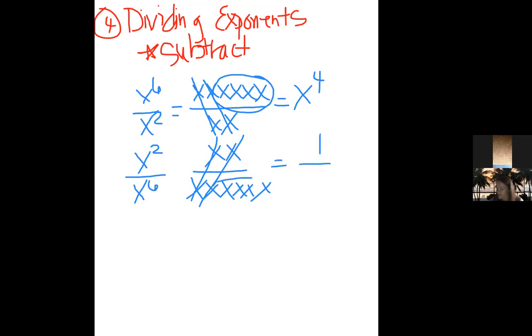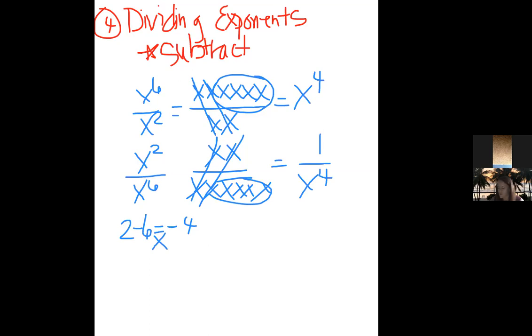at the bottom. Okay, now if you were to have done this in your head, you would have gone 2 minus 6 and gotten -4, x to the -4th. And then you would have been like, wait, it's not happy. I have to make it happy. So I need to move it to the bottom. So you can think about it either way.